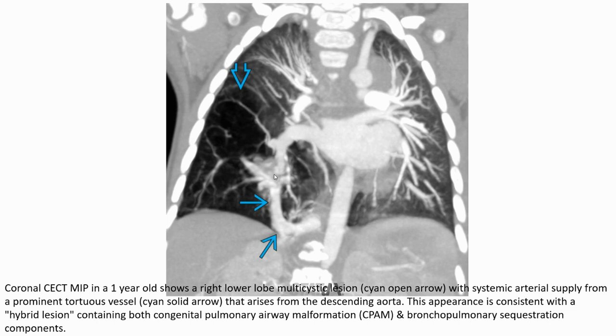To the same patient, but we use MIP view in the coronal section. So this image shows a right lower lobe multicystic lesion with systemic arterial supply from a prominent tortuous vessel from here, that arrives from the descending aorta.